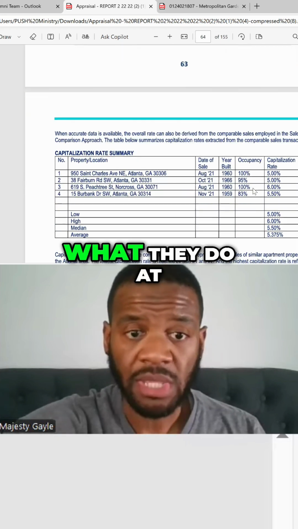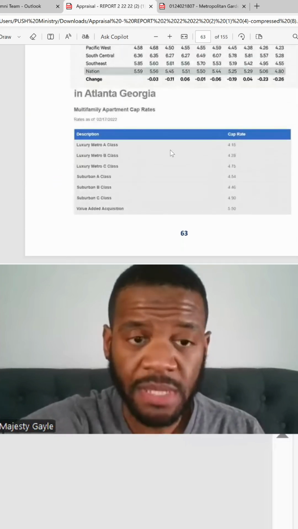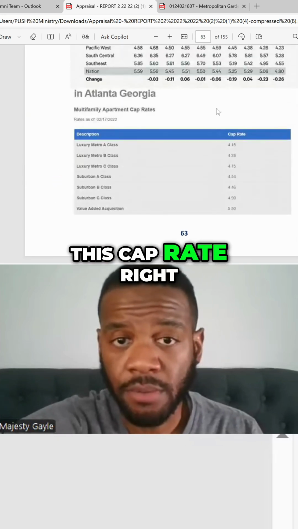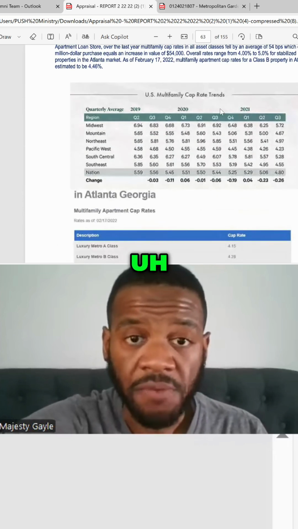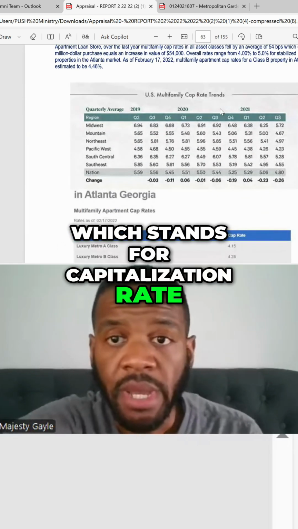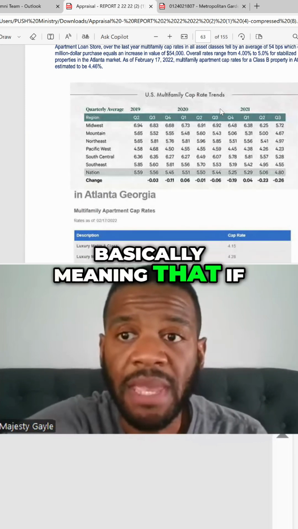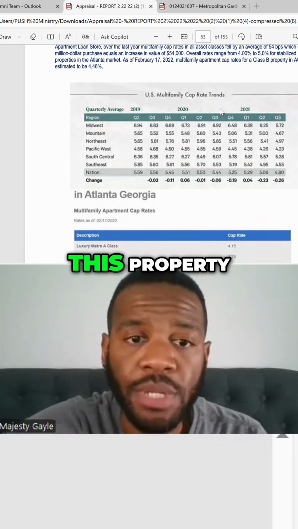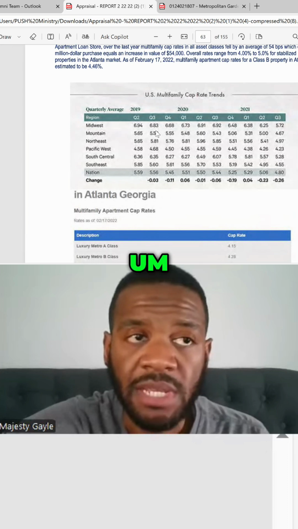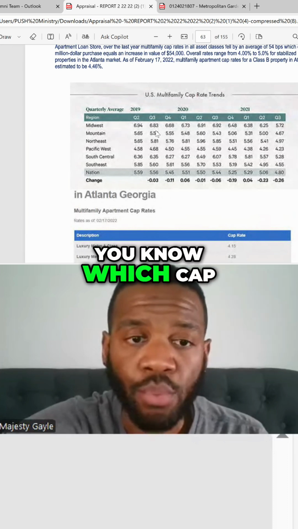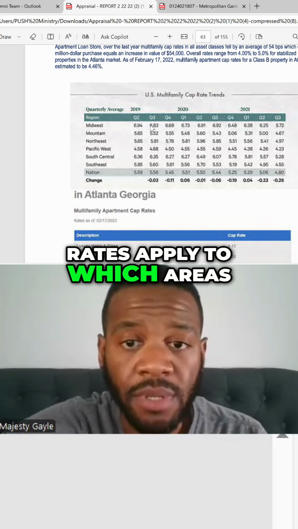And what they do at that point is now they take this cap rate right here. This chart that you're seeing is a cap rate, which stands for capitalization rate. Basically meaning that if you paid cash for this property, this is the return that you would get. And then it lets you know which cap rates apply to which areas.